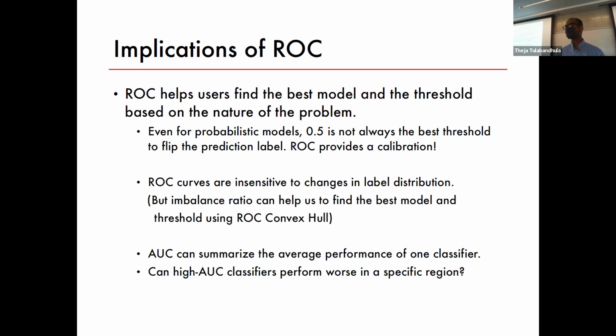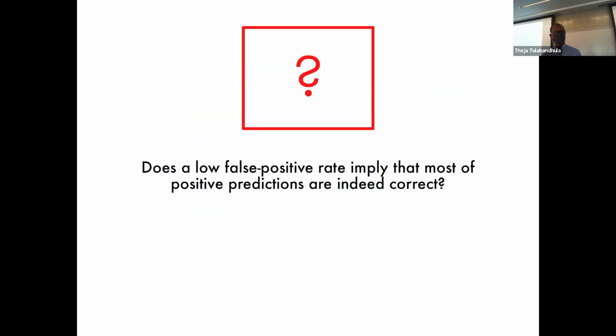The short answer is yes, because remember the confusion matrix has four numbers, and somehow we reduced it to two numbers: the true positive rate and the false positive rate. So of course, there's some loss of information here. While looking at the ROC curve and AUC is good, there's one component which is missing, and that's what we're going to discuss now, which is the notion of precision. So let's look at that example.